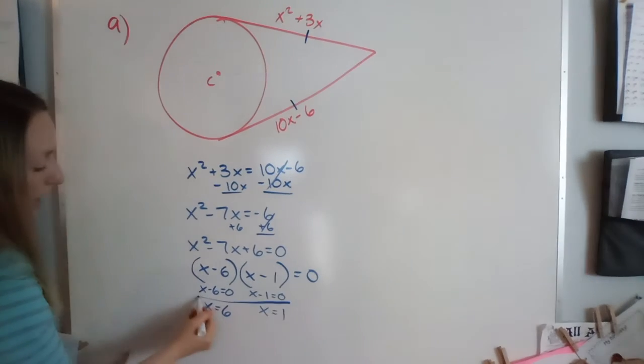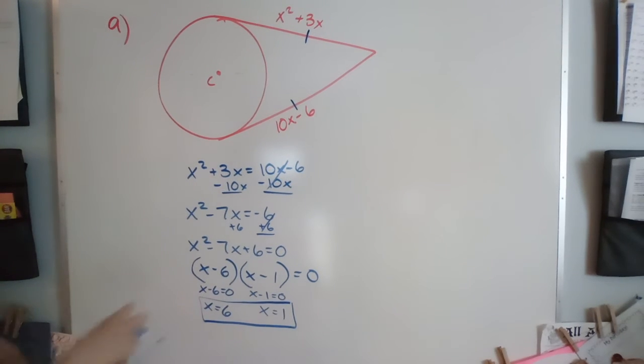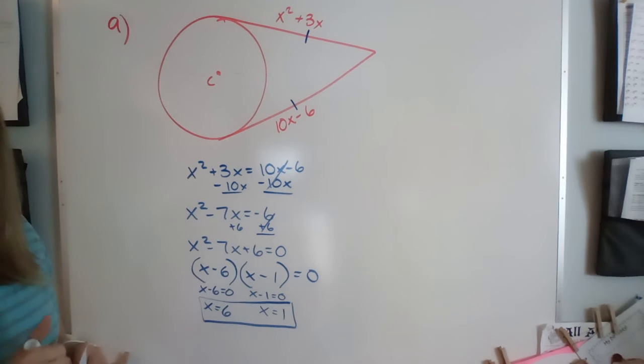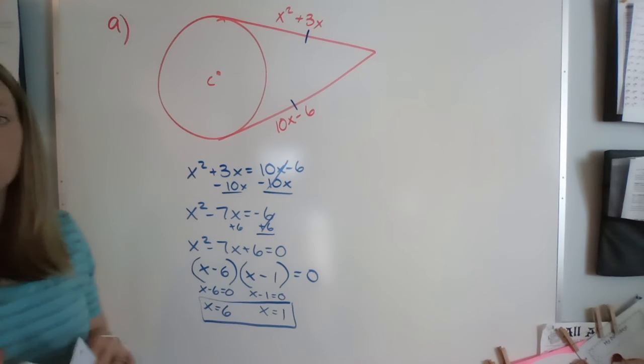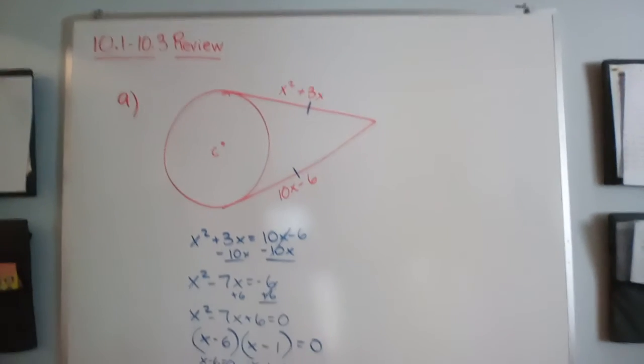They do. I would definitely be cautious if you get a negative answer, because if x is a negative value, plug it back in. Make sure it doesn't give you a negative length for a piece of your circle or a segment of the circle, right? Because that would not be a correct answer.